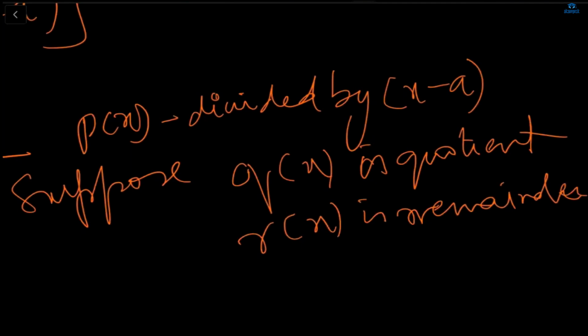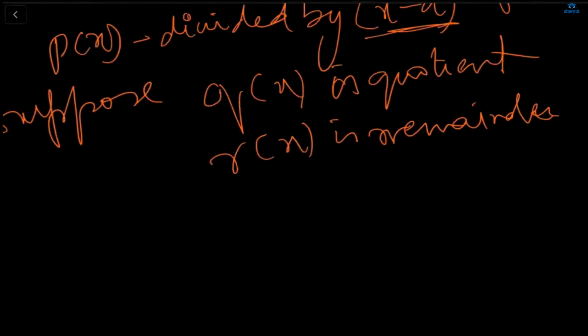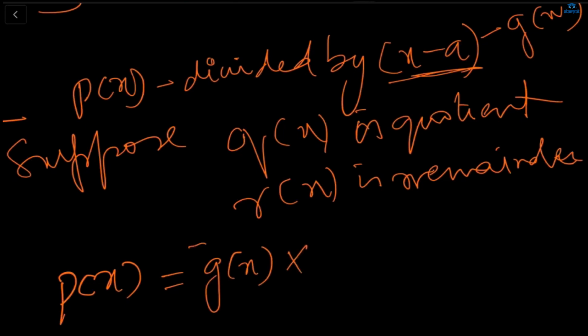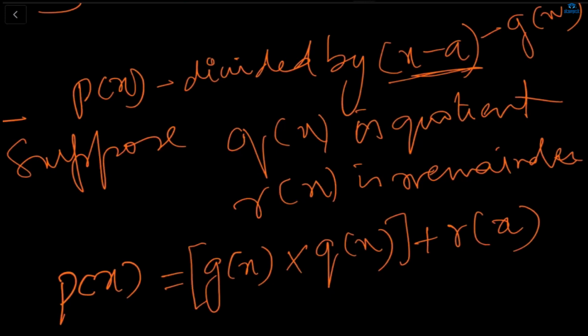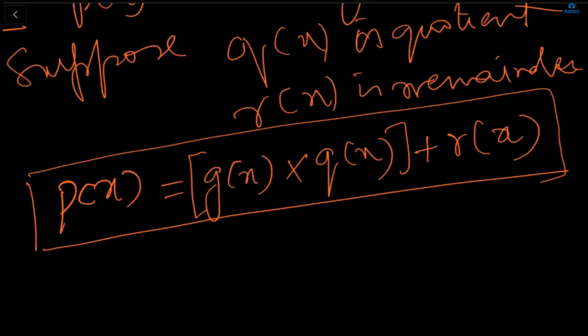Any doubt in this? And x minus a will be g(x). Fine. So from the long division method, what will you get? p(x) is equal to g(x) multiplied by q(x) plus r(x). From the long division method you get this, where p(x) is the dividend, g(x) is the divisor, q(x) is the quotient, and r(x) is the remainder.